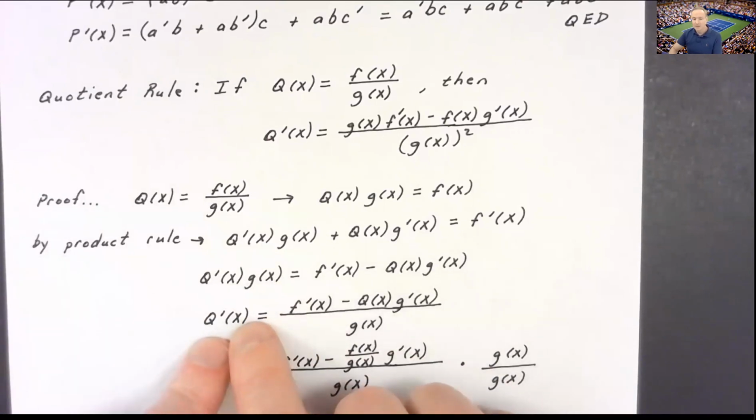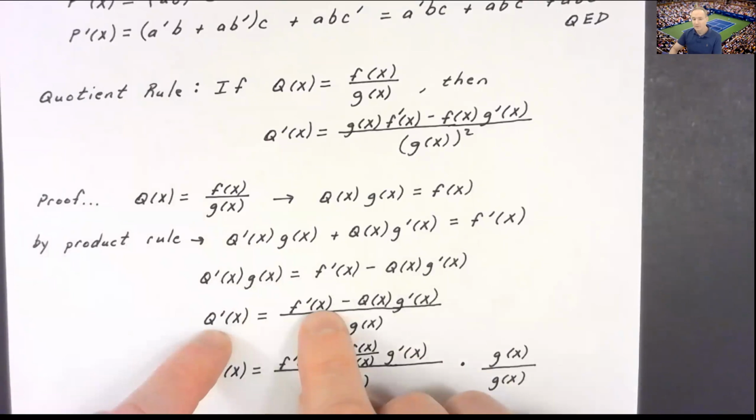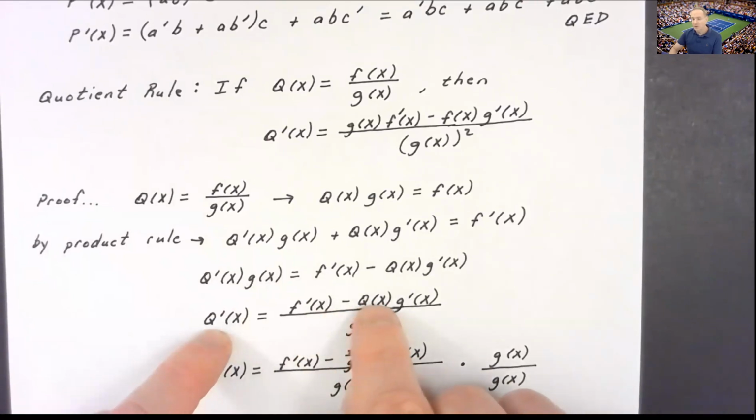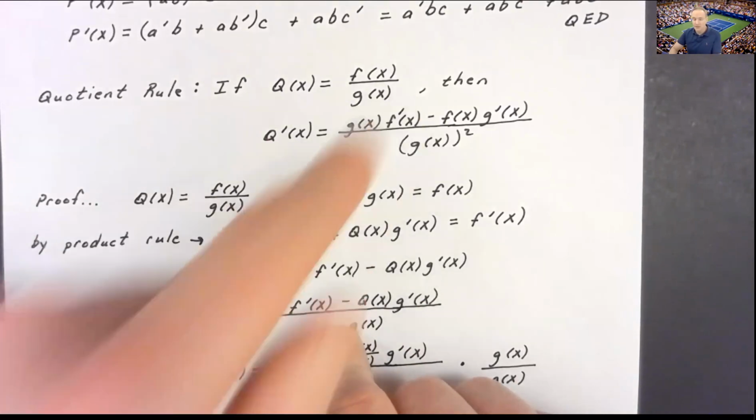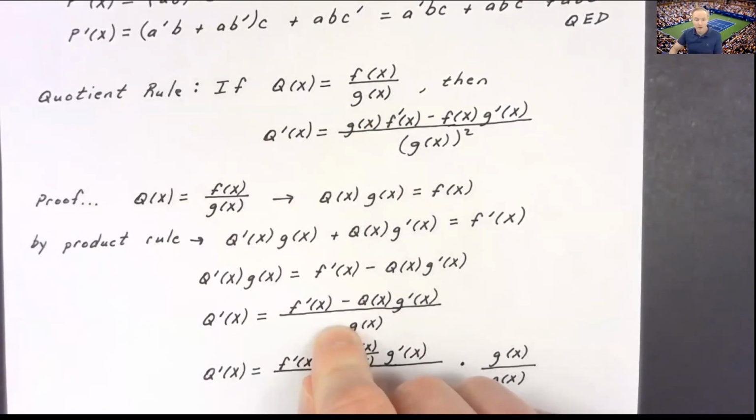So I can say the derivative of q with respect to x is equal to f prime of x minus q of x, g prime of x, over g of x. Now, this is a true answer. That's good. You might think, well, John, you failed miserably. That's not what you were trying to show. No. What's the problem with it?